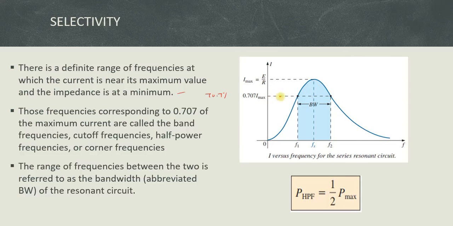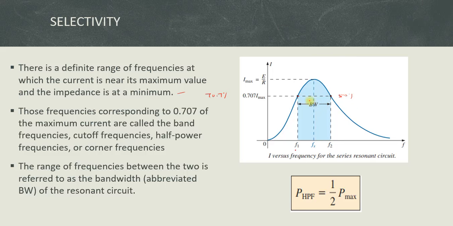If I draw the straight line, in the graph there are two points which cut the corresponding curve. This point is taken as F1 and this point is taken as F2. So this is my resonant frequency, and at these points the power is only 50%, so it is also called the half power frequency. Why is it 50%? We will see in the next slide.